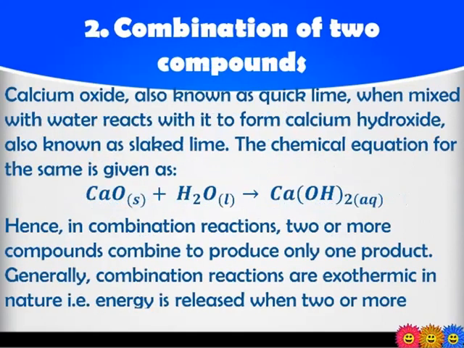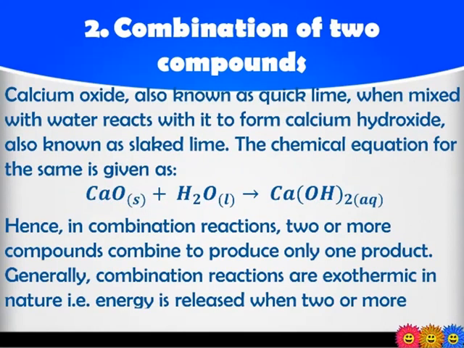Calcium oxide, which is a compound also known as quicklime, when mixed with water, reacts with it to form calcium hydroxide, also known as slaked lime. The chemical equation for the same is given as CaO + H2O → Ca(OH)2. In a combination reaction, two or more compounds combine to produce only one product.